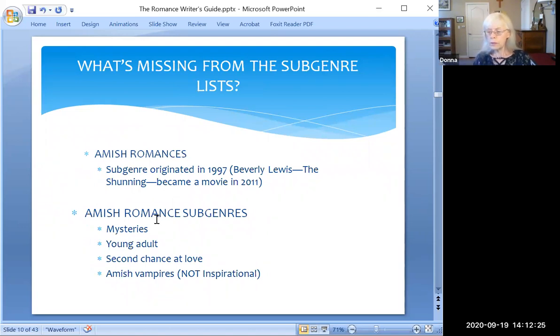So what is missing from the subgenre lists? Amish romances. It's a subgenre that originated in 1997 with a book by Beverly Lewis called The Shunning, and that became a movie in 2011. And the Amish romance subgenre has its own subgenres. Mysteries, young adult, second chance at love, and Amish vampires, which are not from the inspirational viewpoint.